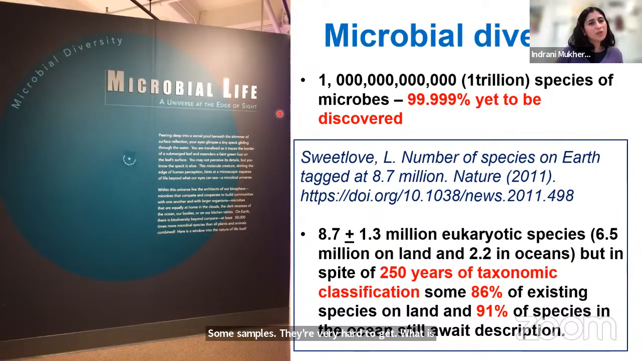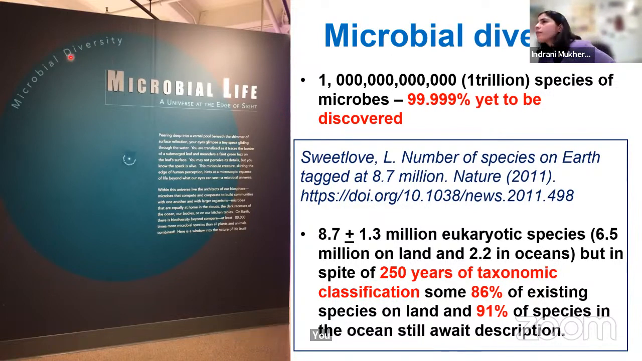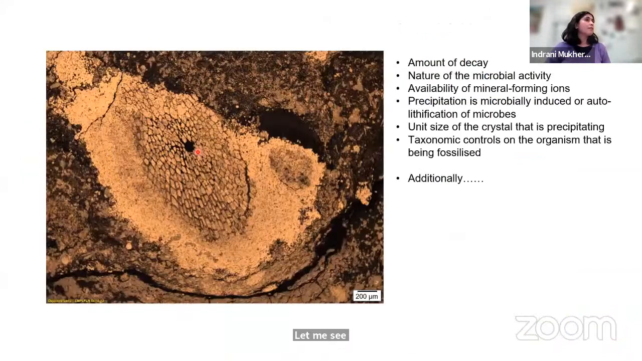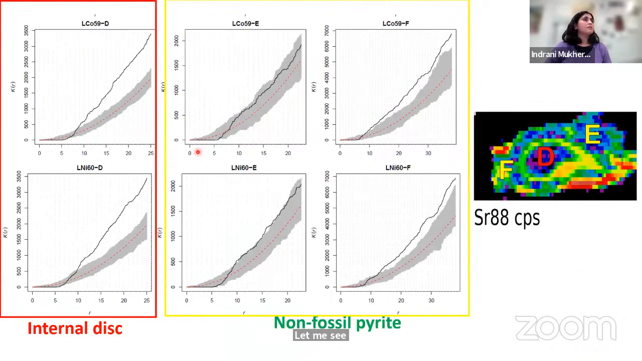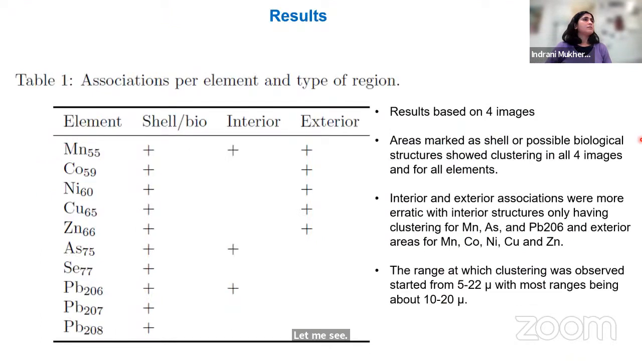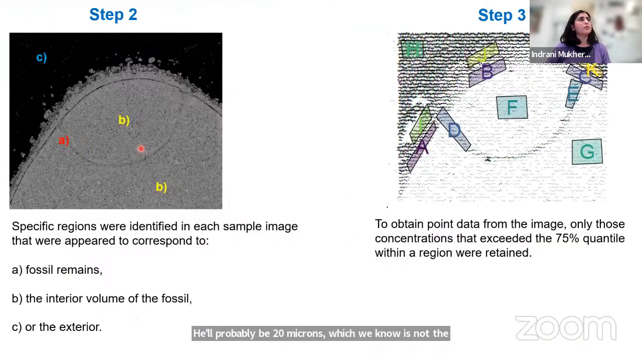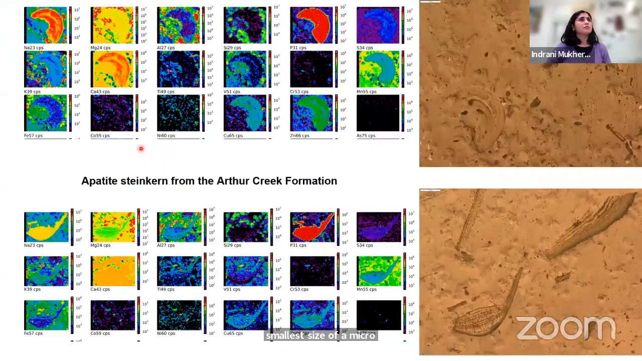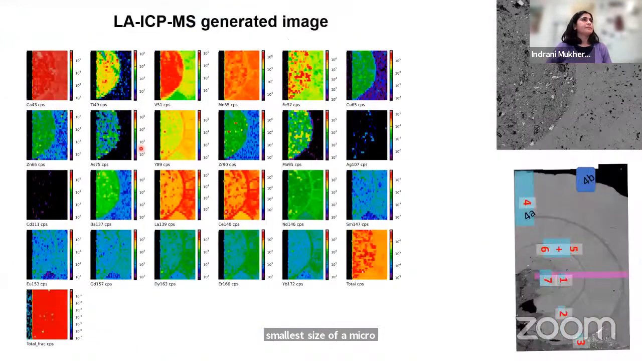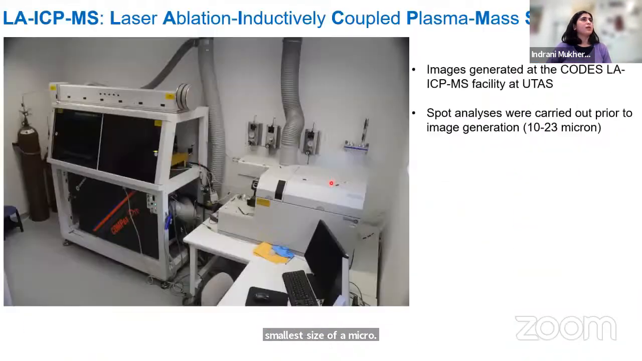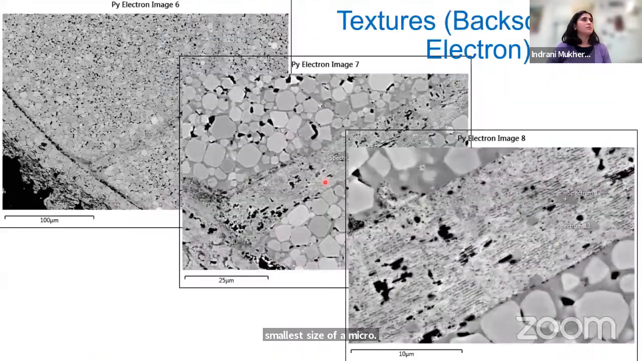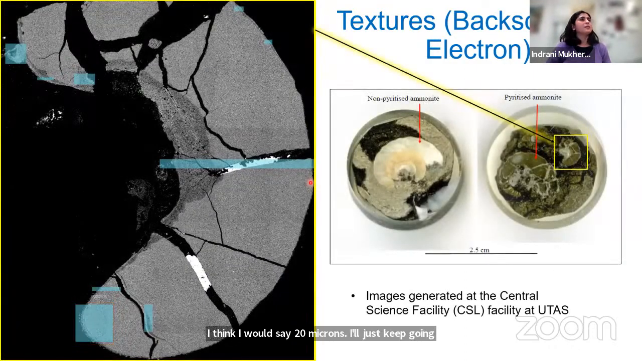What is the dimension of the smallest microorganism you've analyzed? Well, I guess these ones here. Let me see. It'll probably be 20 microns, which we know is not the smallest size of a microbe. I think I would say 20 microns.